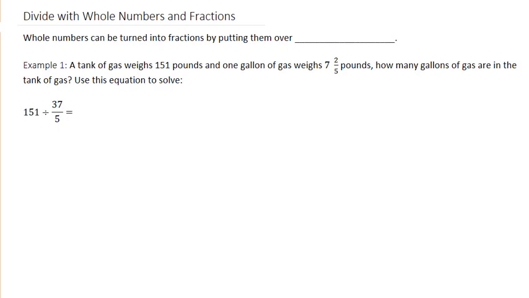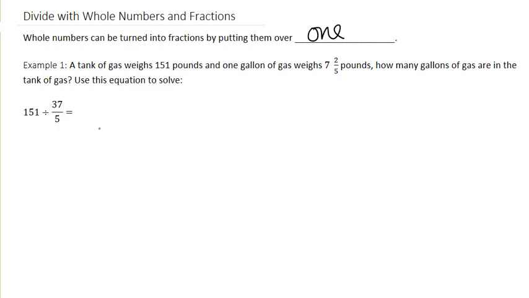Divide with whole numbers and fractions. Whole numbers can be turned into fractions by putting them over 1. And so example 1, a tank of gas weighs 151 pounds, and 1 gallon of gas weighs 7 2/5 pounds. How many gallons of gas are there in the tank of gas? So we're going to use this equation below to help us solve.